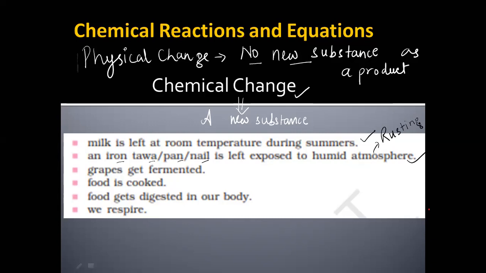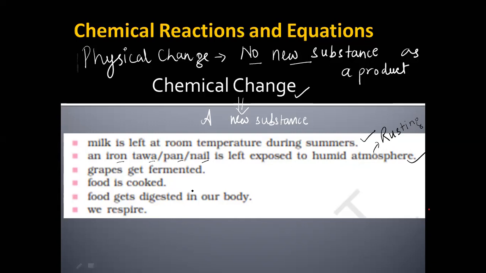Let me proceed further with the next example, that grapes get fermented. What happens to the grapes? When grapes get fermented, the sugar present in the grapes gets changed. Once again, the chemical change. And that change is also not reversible. What does it mean? Not reversible means you cannot get back the previous substance.